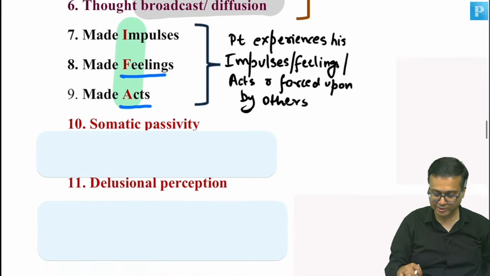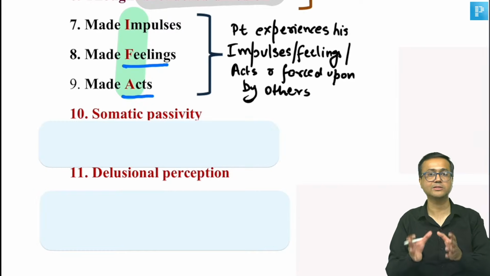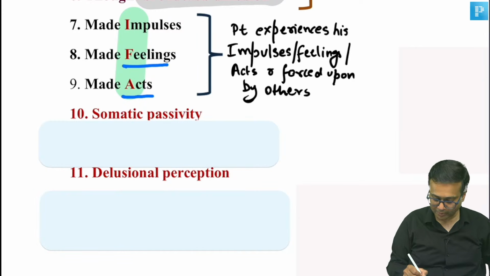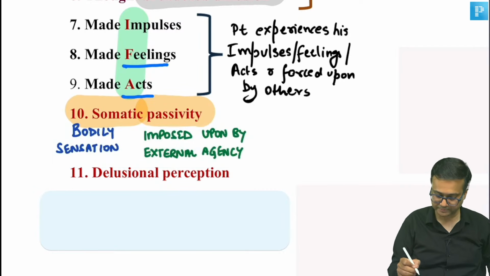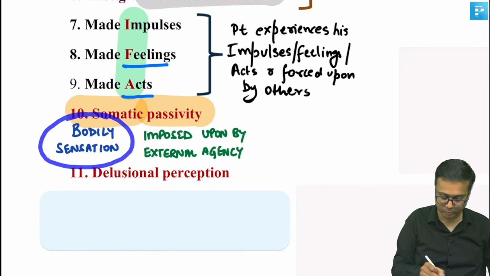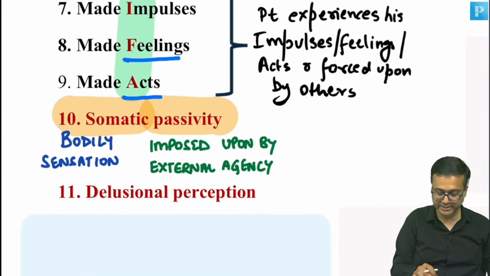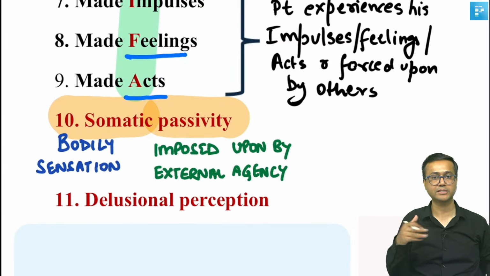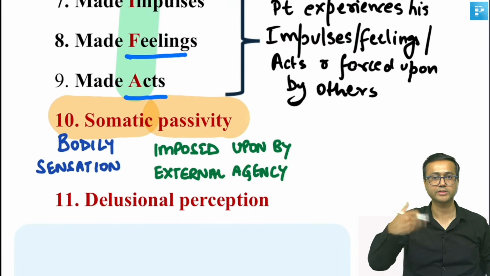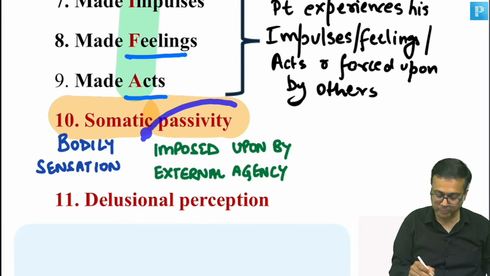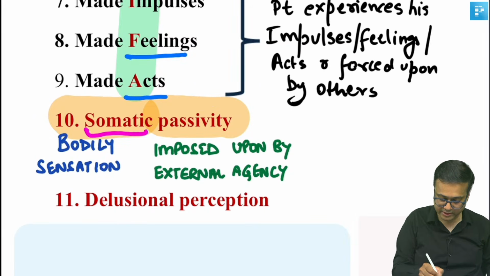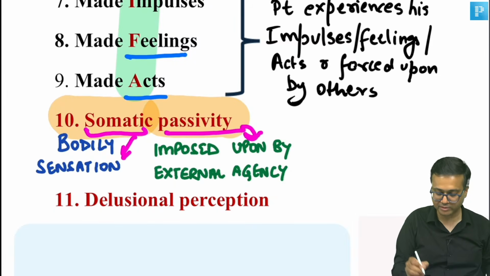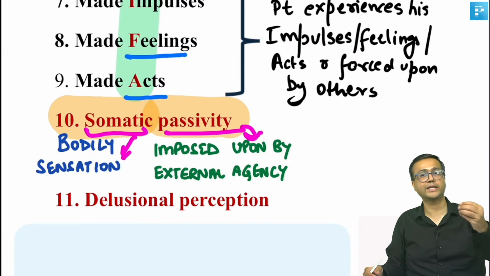Let's discuss the last two entities, but again don't mug up anything, just see the name. One is somatic passivity, just see the name. Beta, what do you mean by somatic? Somatic means bodily sensation, and passivity I already told you in the morning. Passivity means it is influenced or under someone else's control, imposed upon by an external agency. So the person is experiencing a somatic bodily sensation which he says is because of an external agency.